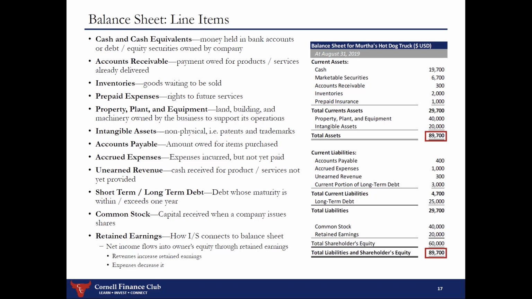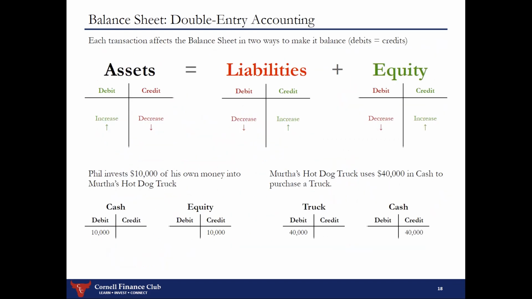So this is how the income statement connects to the balance sheet. Net income flows into owner's equity through retained earnings. So revenue increases retained earnings while expenses decrease it. As you can see from the right, here's a sample balance sheet. You can see that total assets equals total liabilities and shareholders' equity. So everything is good in the world.